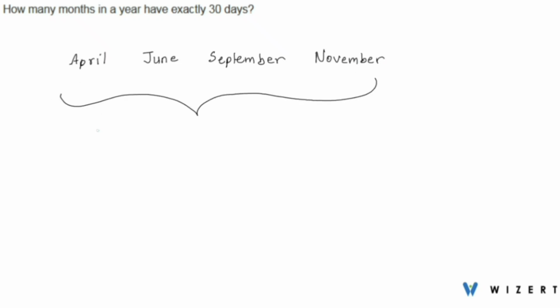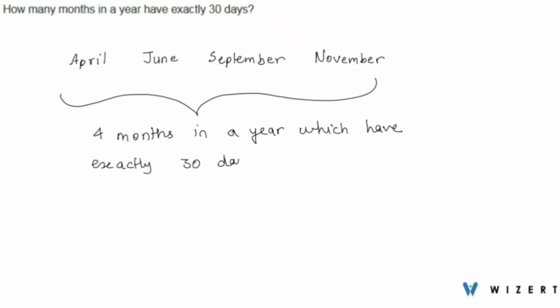So there are 4 months in a year which have exactly 30 days. So the answer is 4 months.